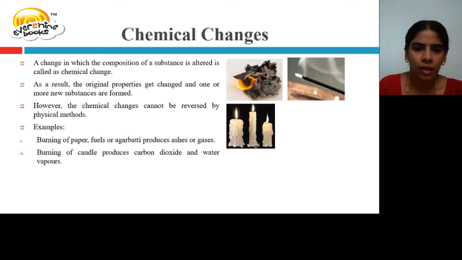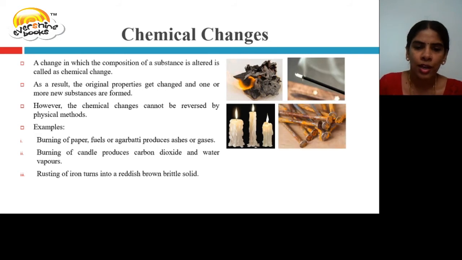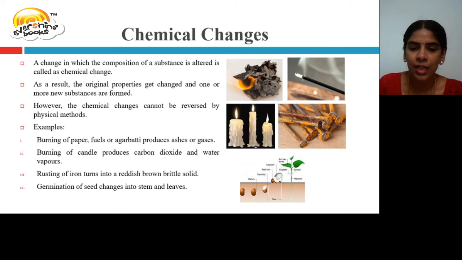Burning of a candle produces carbon dioxide and water vapors, producing new substances. So we cannot get the candle back. Rusting of iron turns it into a reddish brown brittle solid. Iron getting rusted. Germination of a seed changes it into stem and leaves. We cannot change the stem and leaves back to the seed.